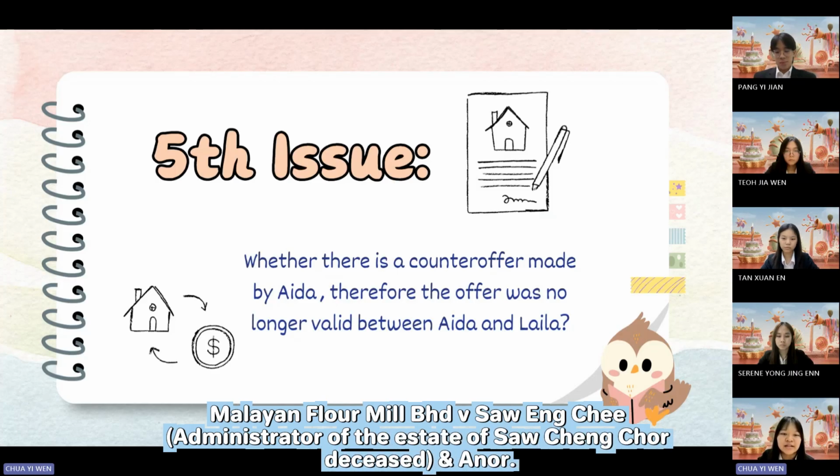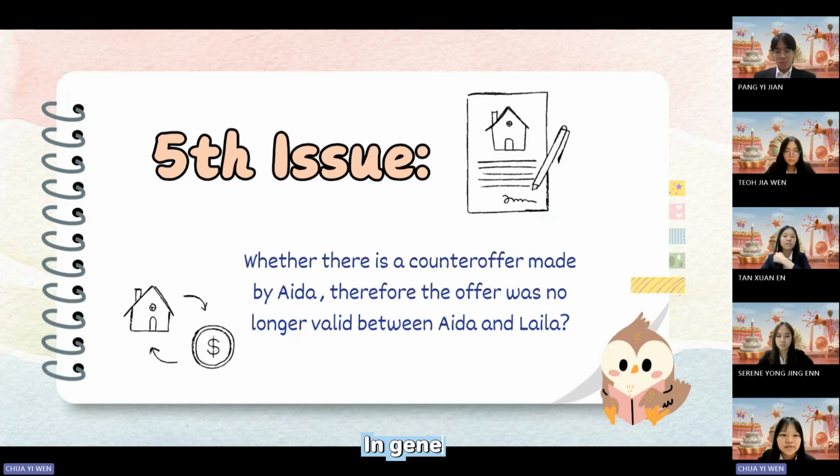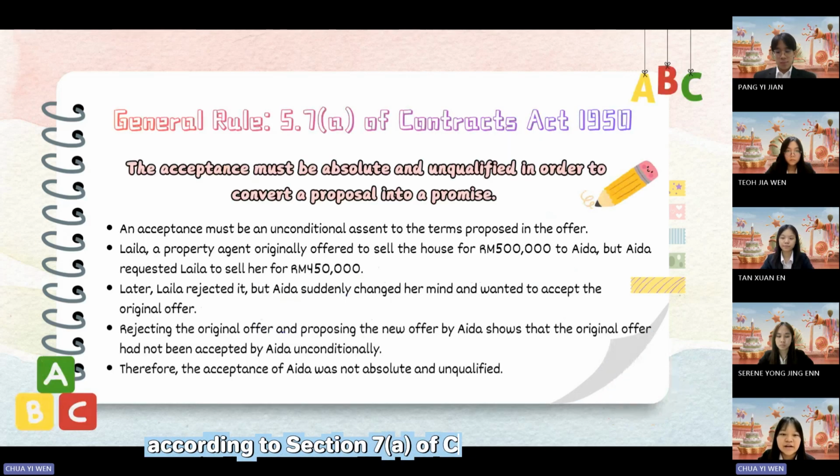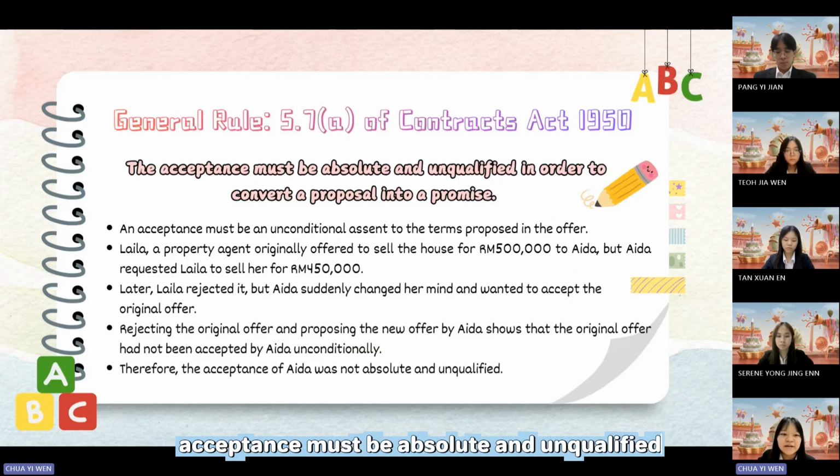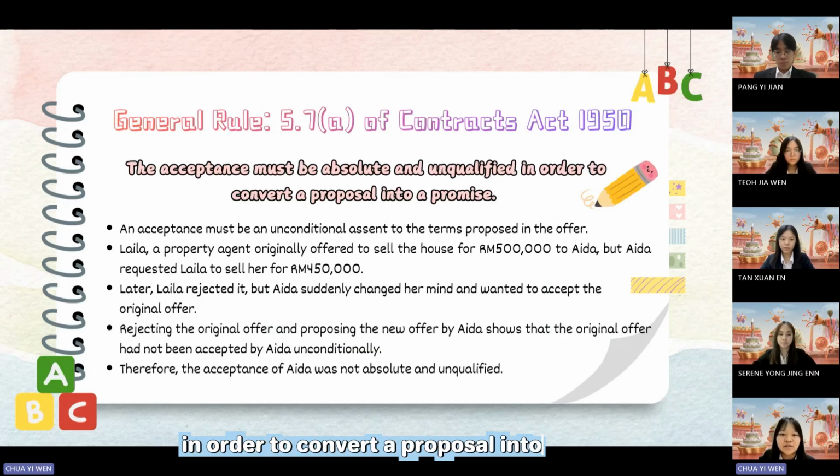In general, according to Section 7 Sub A of Contracts Act 1950, the acceptance must be absolute and unqualified in order to convert a proposal into a promise.